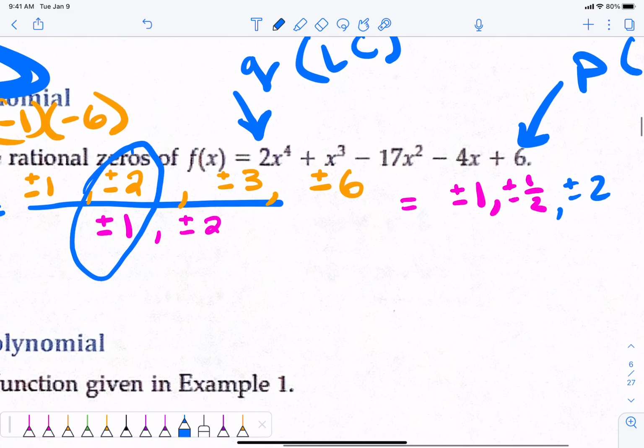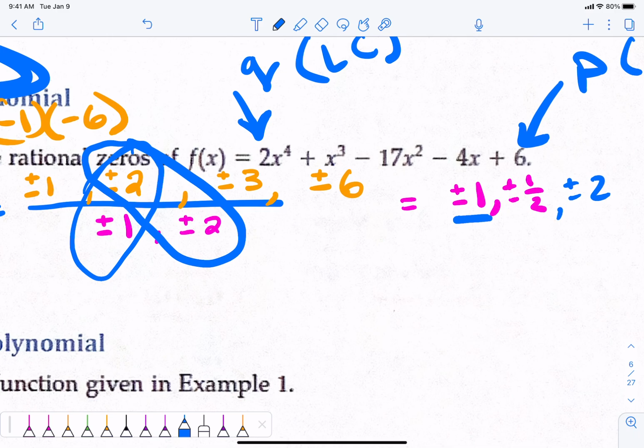And then, hold on, just wait a second, because some of them are going to repeat. Look at 2 over 2. That's 1, but we already have 1 in the list, right? So we don't have to write them twice, okay? So it's not going to be as long of a list as you think it is. Okay, it's still kind of gross.